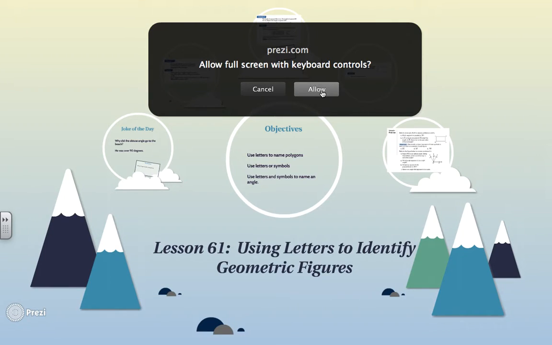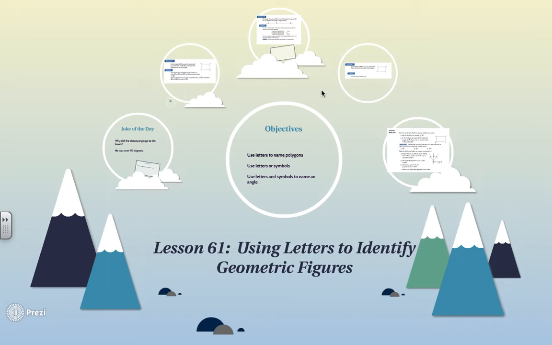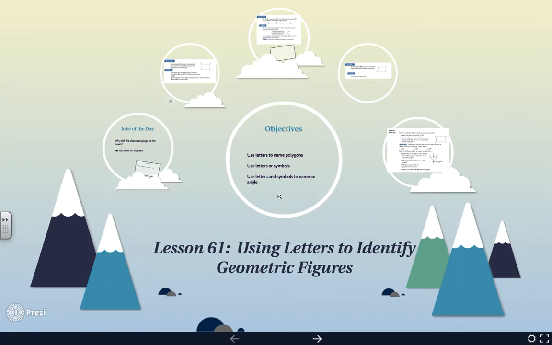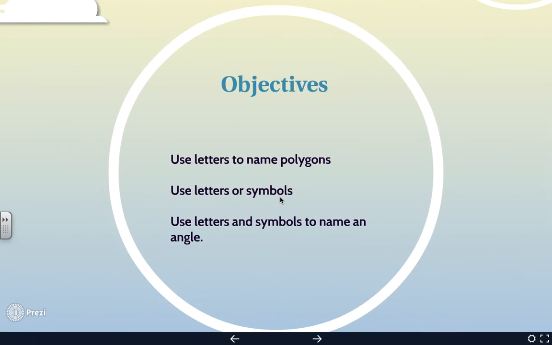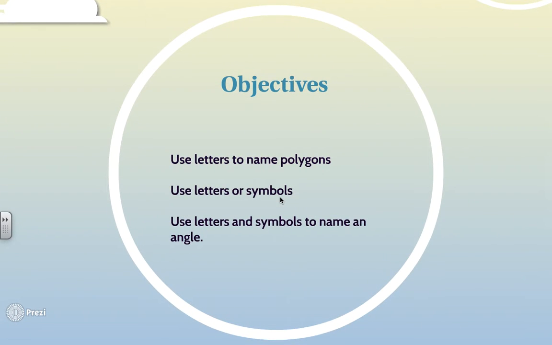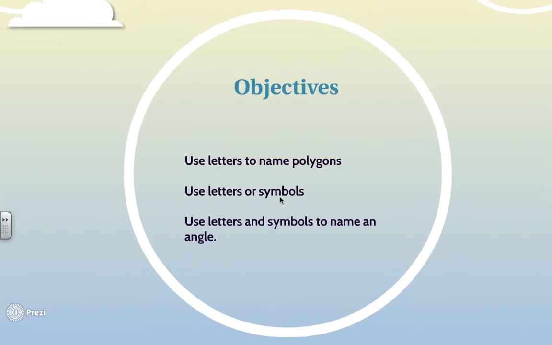We are on lesson 61, using letters to identify geometric figures. Our objective for today is to use letters to name polygons, which are many-sided, two-dimensional shapes, and we're also going to use letters and symbols to name an angle.